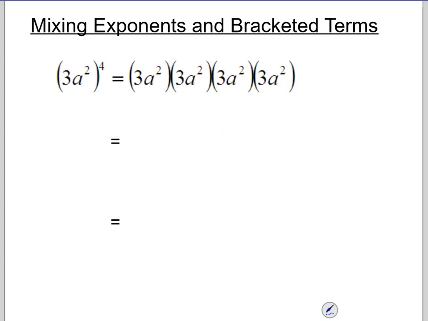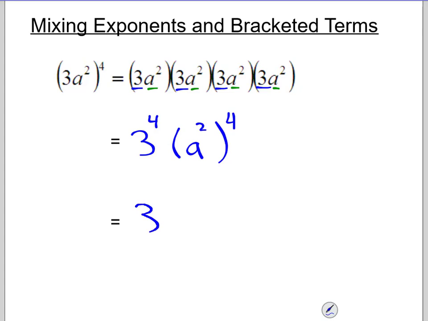Okay, so take a look at this one. Inside the bracket we have 3a squared. To the exponent, all of that is to the exponent 4, which means I have 4 of that bracket. If we look at 3's, we have 4 3's multiplied together, so I can rewrite that as 3 to the 4th. If we look at these a squareds, we have 4 of those as well.